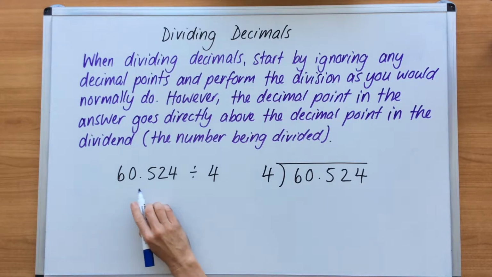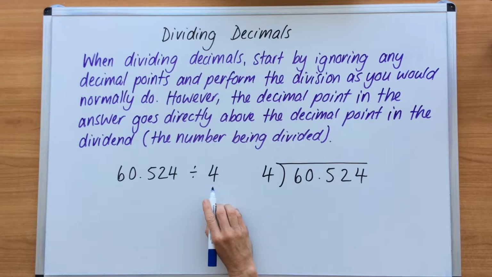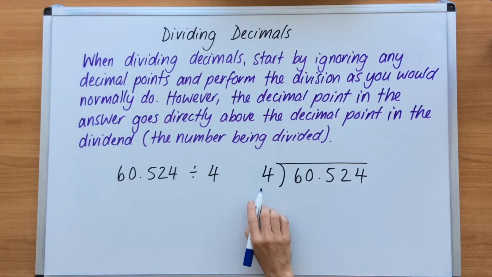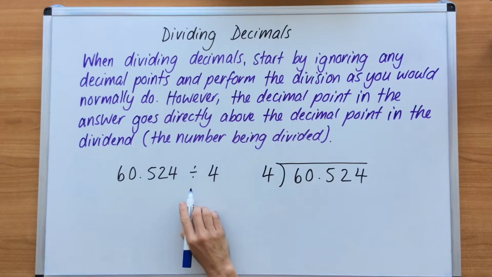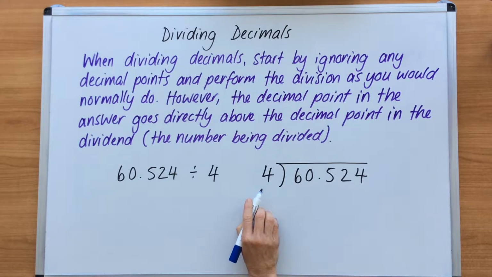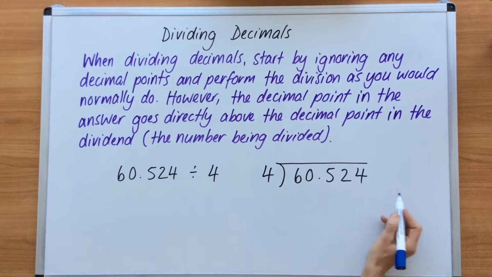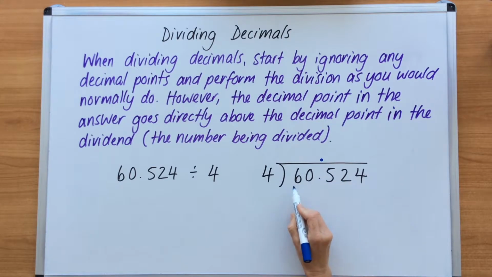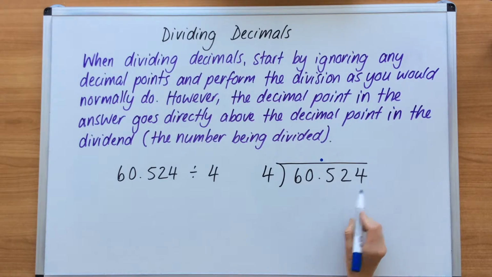So we have 60.524 divided by 4, and I've set this up correctly. The large number is sitting inside the division symbol here, and it's being divided by 4 as it states here. So we have to ignore this decimal point as we go through. But the first thing I encourage you to do is to place a decimal point directly above the number being divided. And then you perform the division as you normally would do.